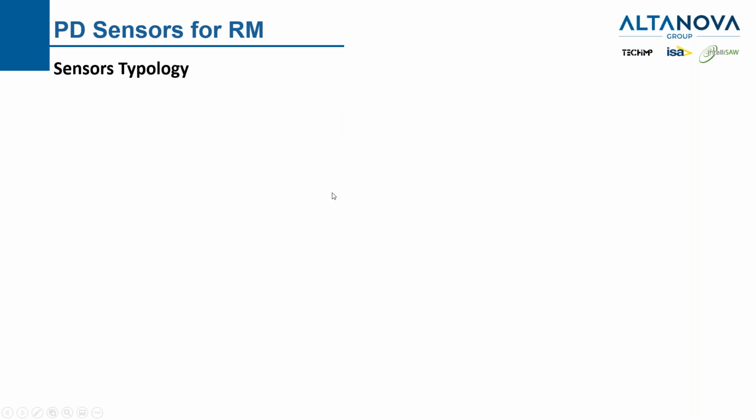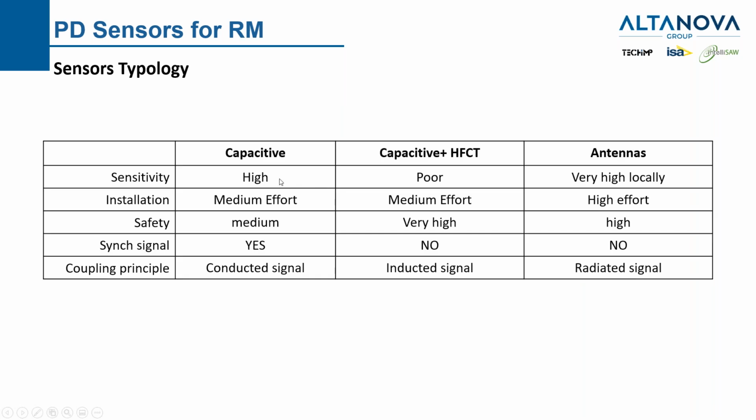Obviously, the three different sensors will give us different parameters, different capabilities. If we start with the sensitivity, the capacitive sensor that picks up a conducted signal is characterized by a very high sensitivity, while the capacitive sensor with an HFCT has lower quality signal information, while the antennas have a very good sensitivity locally, but we need many of them to have a proper coverage of the stator windings.